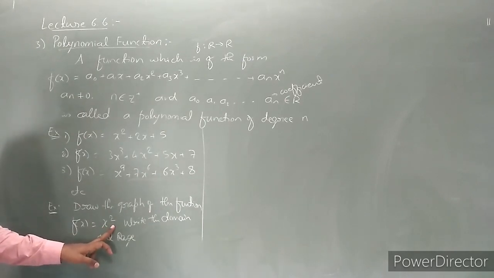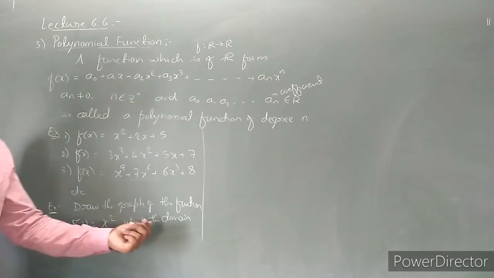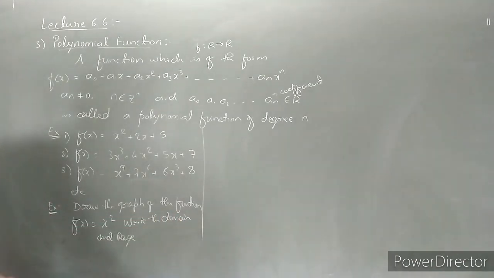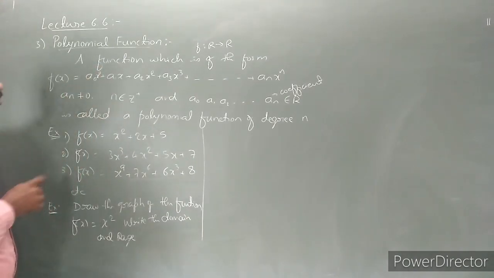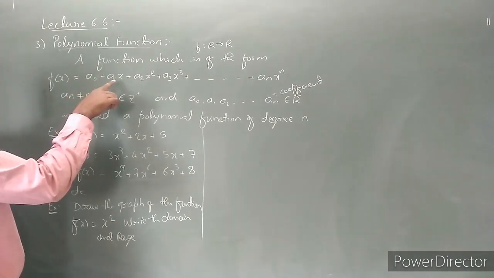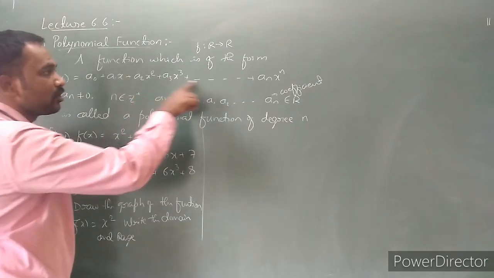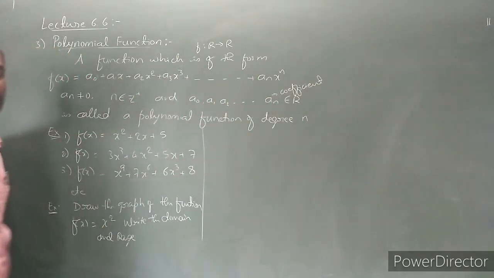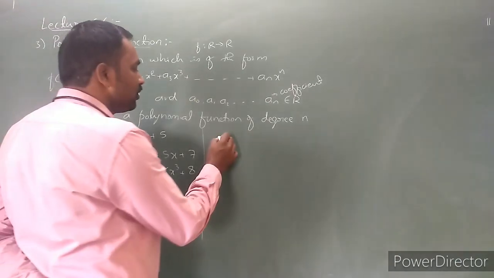What is the highest power of the variable? 2. Second degree polynomial function. x is not there, constant is not there. That is nothing but their coefficient is 0. Here x is not there means x power 0 is there. Obviously, this term we can call a constant term. This is the coefficient of x, coefficient of x square, coefficient of x cube, and so on, coefficient of x power n. Anyway, we are required to draw the graph of f of x is equal to x square.